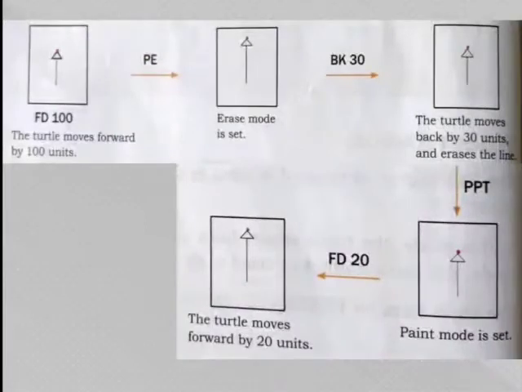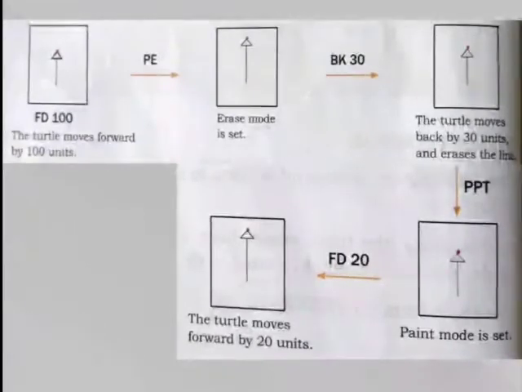Let's see one example. This is the earlier example which we have seen. FD 100, the turtle moves forward by 100 units. PE, erase mode is set. BK 30, the turtle moves back by 30 units and erases the line. Up to here we had seen the example. Now we have to change the turtle from erase mode to paint mode. So we will use the PPT command. PPT. So paint mode is set.